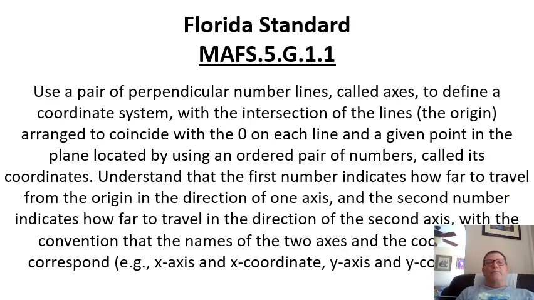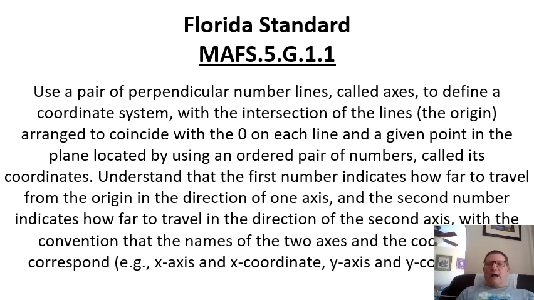Now, here's the standard. Use a pair of perpendicular number lines, called axes, to define a coordinate system, with the intersection of the lines, which is the origin, arranged to coincide with 0 on each line, and a given point in the plane located by using an ordered pair of numbers, called its coordinates. Understand that the first number indicates how far to travel from the origin in the direction of one axis, and the second number indicates how far to travel in the direction of the second axis, with a convention of names of the two axes and the corresponding XY axis. Okay, that's a lot.